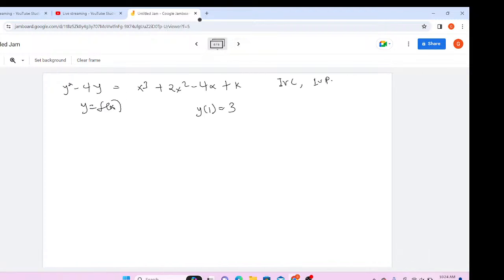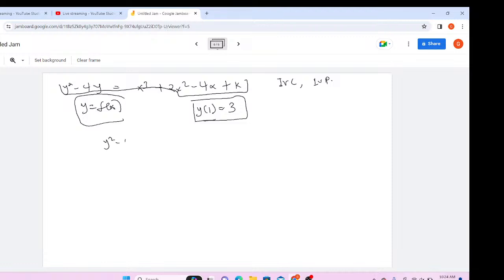Y of 1 is equal to 3. So when you make y the subject from this equation and substitute 1, we are supposed to get 3 as our solution, and that will help us get our k here. Making y the subject from this equation will be very complicated. So what I mostly do is substitute the initial conditions into the solution I have here and find the k before I try making y the subject.